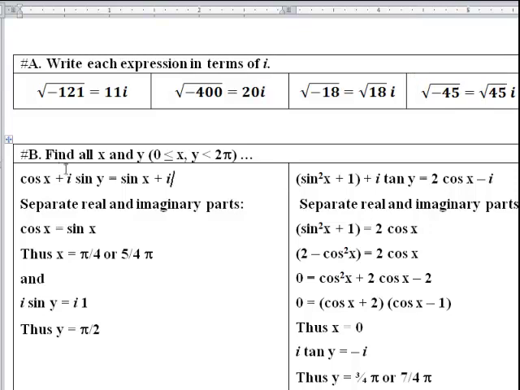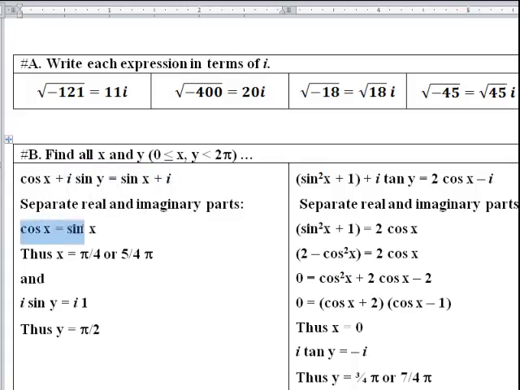Alright, let's see. Find all x and y such that both of them are between 0 and 2 pi. So cosine x plus i sine y equals sine x plus i. You have to separate them into the real part. So cosine x equals sine x, and separately from that, i sine y equals i.